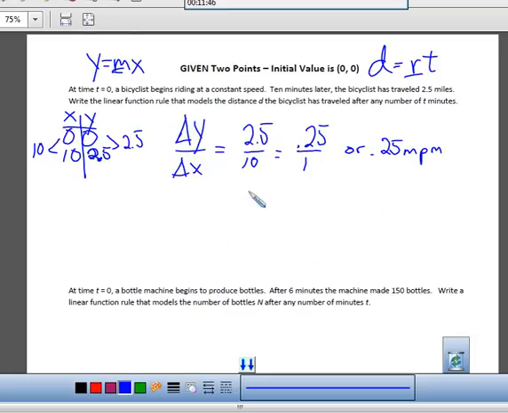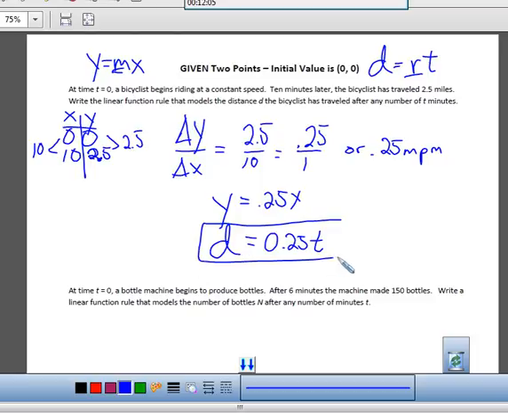And we're going to substitute that into our Y equals mx, 0.25x, but they gave us d, r, and t, so we're actually going to rewrite it one more time. D equals 0.25 t. There is your answer.